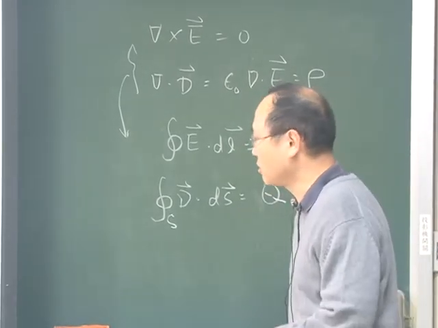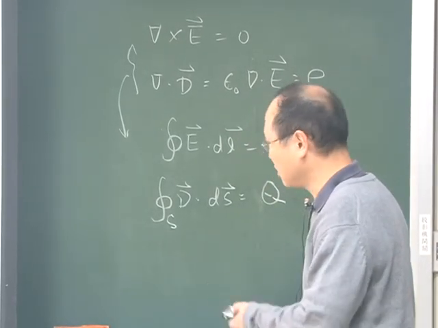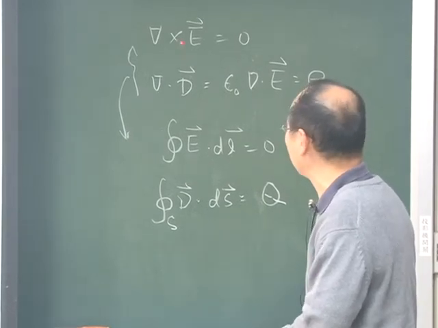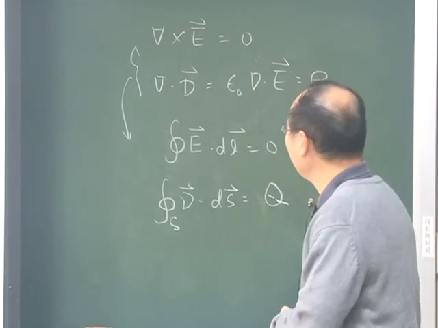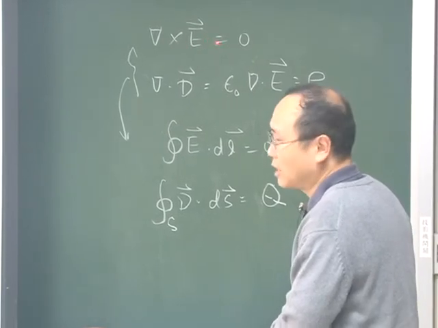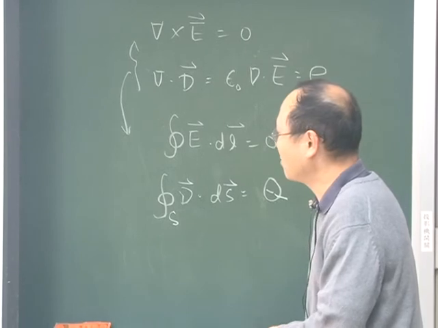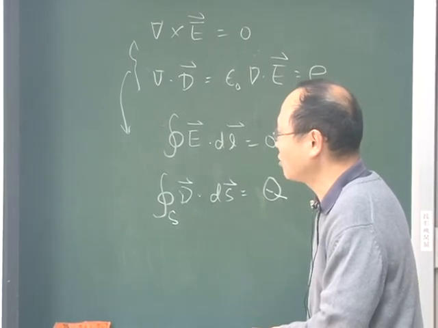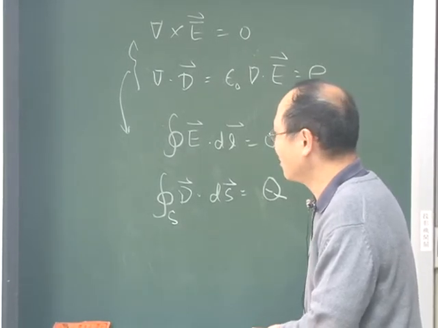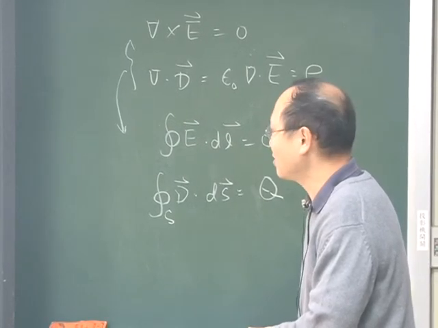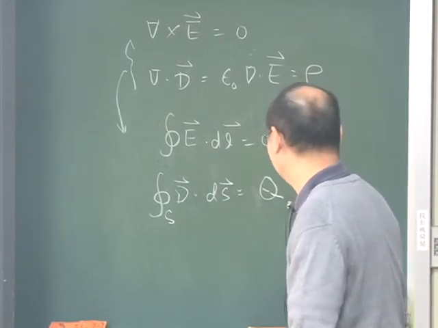So you see the symmetry between the magnetic field and the electric field. And don't forget that this is called electric field intensity. Okay, but because divergence of B is defined to be equal to 0, this B is sort of related to the flux. So this is called magnetic flux density.